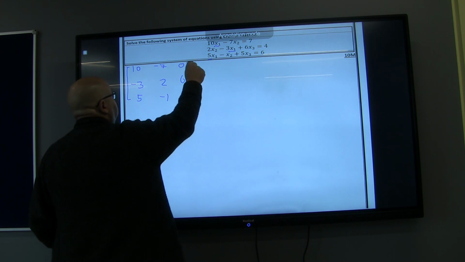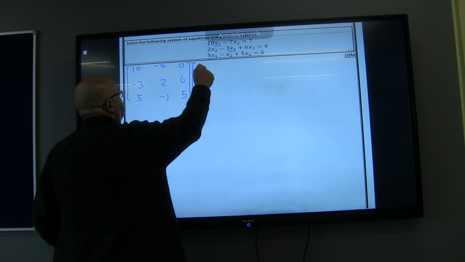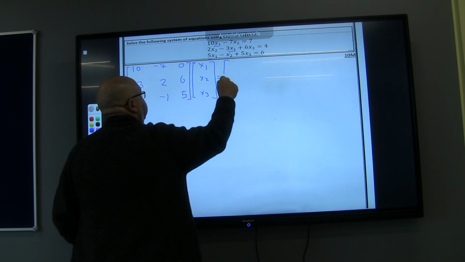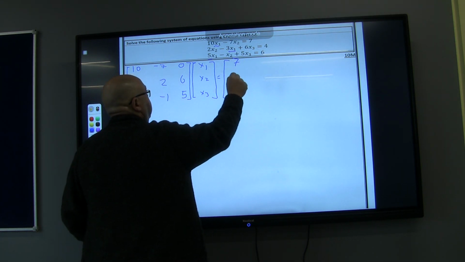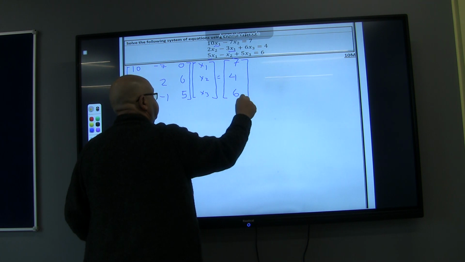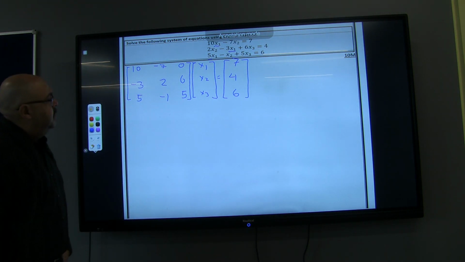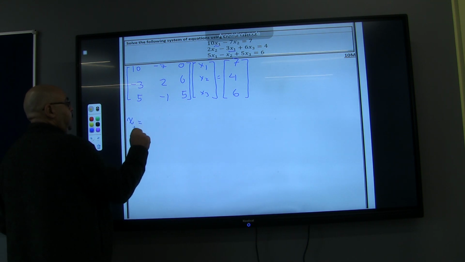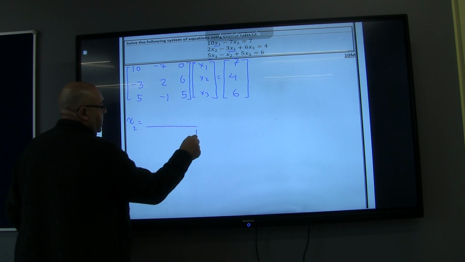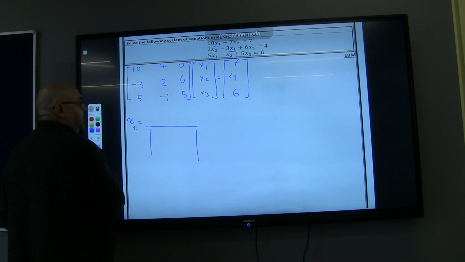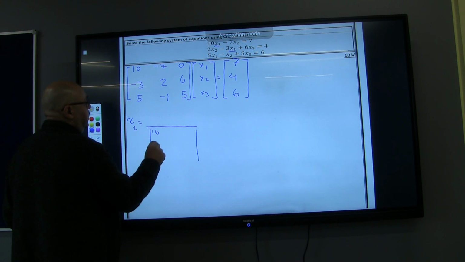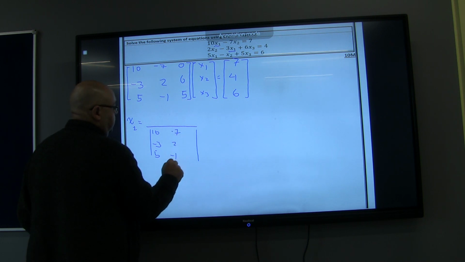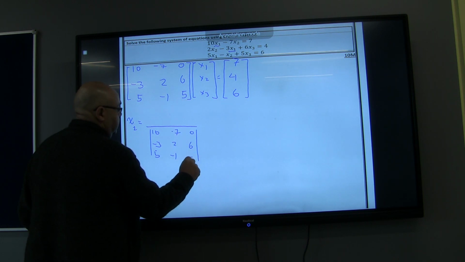This is the coefficient matrix, then the unknown matrix, which is x1, x2, x3, and the result matrix, which is going to be 7, 4, and 6. Now I will get the value of x1. I will put the determinant of the coefficient matrix first on the denominator, which is going to be 10, negative 3, and 5, then negative 7, 2, and negative 1, then 0, 6, and 5.